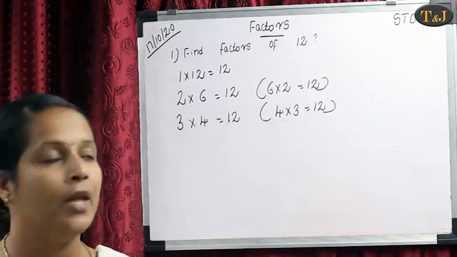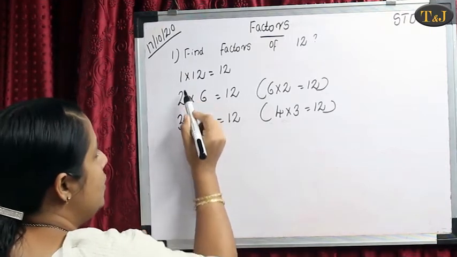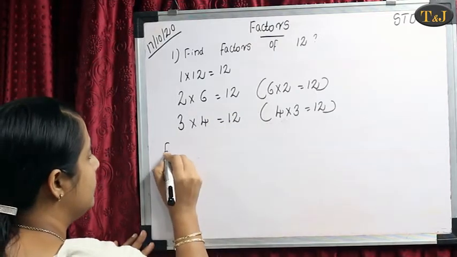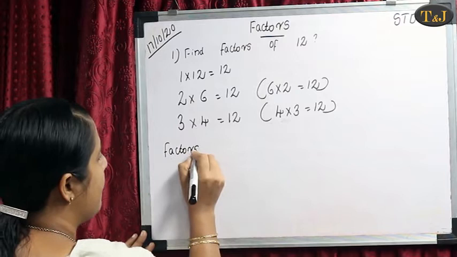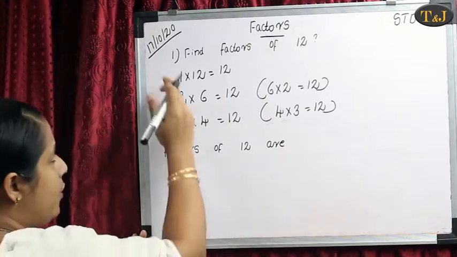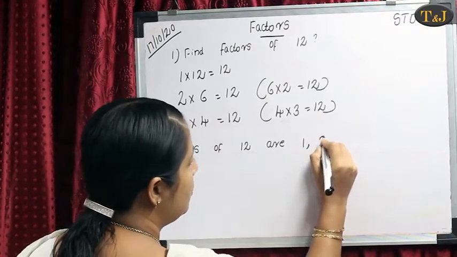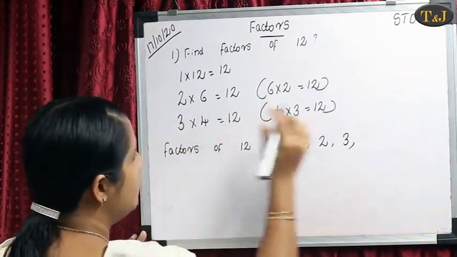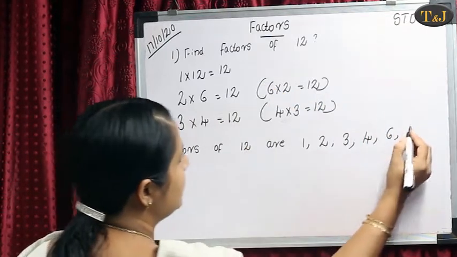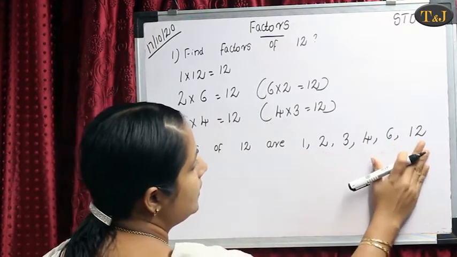20, 30, 40, etc. So the factors of 12 we write in ascending order: 1, 2, 3, 4, 6 and 12. First we order in ascending order. First we have 1, 2, 3. The next number is 4. Then our next number is 6. Then our next number is 12. So the factors of 12 are 1, 2, 3, 4, 6 and 12.